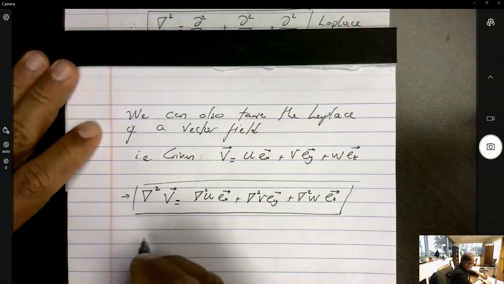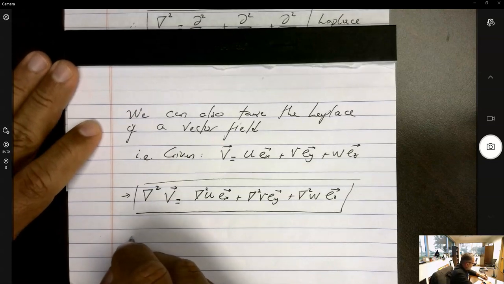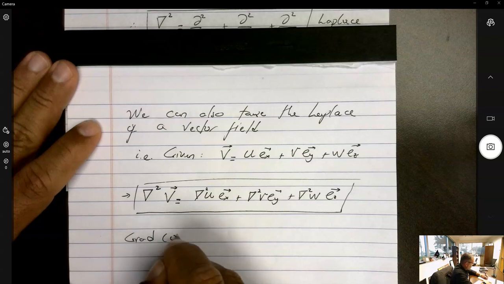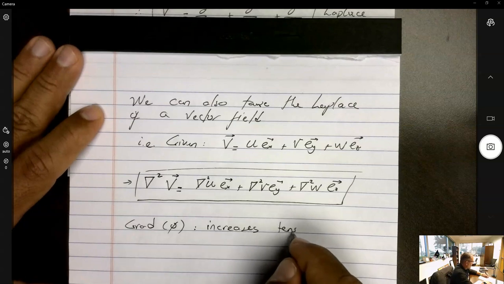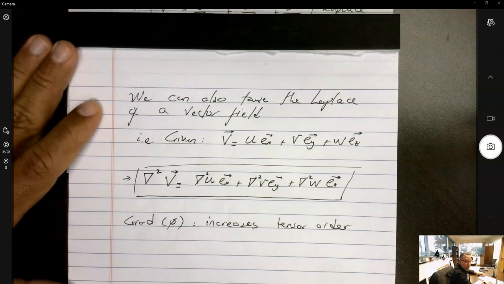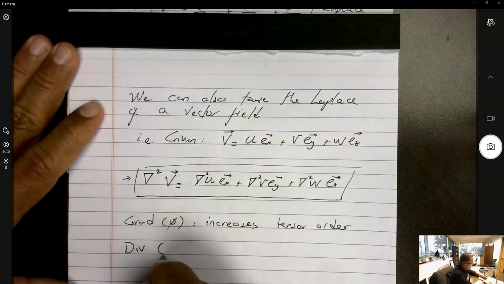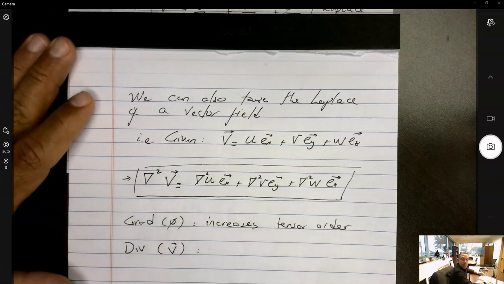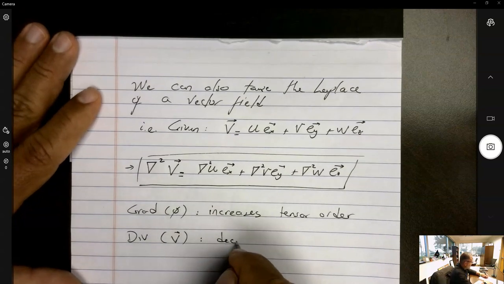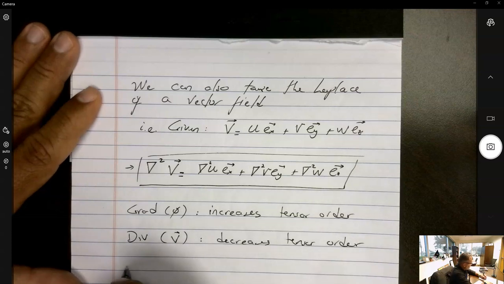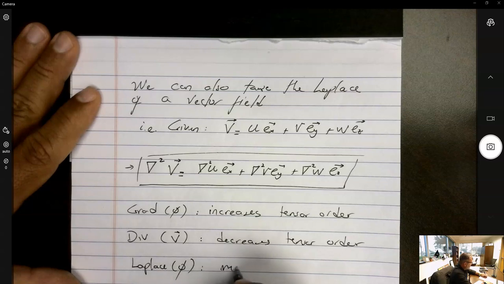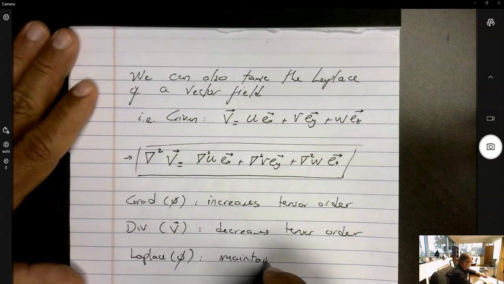So again, the gradient of phi increases tensor order. And now I'm talking about tensors, and we don't even know what tensors are, but trust me, we'll look at those. The divergence of v decreases tensor order. And the Laplace of phi maintains tensor order.